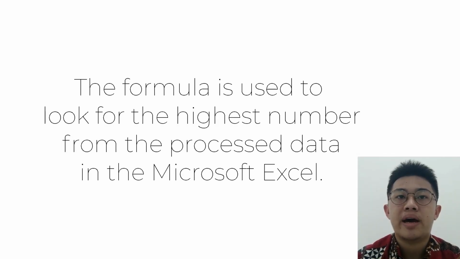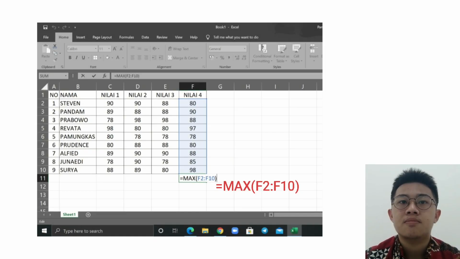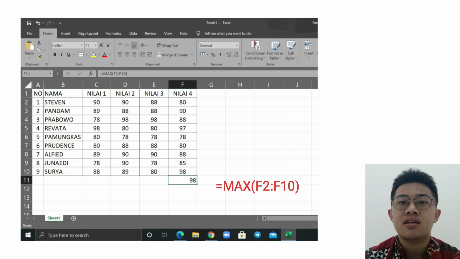Number 3 is max. This formula is used to look for the highest number from the processed data in Microsoft Excel. The formula is equal sign max your data and your data. For example, we want to look for the highest number in column F2 until F10 data. First, we have to write down the max formula, and then block and drag down from F2 until F10, then press enter to know the result.